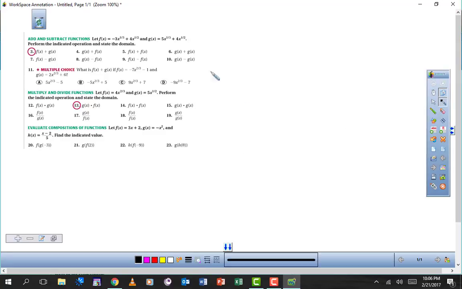And we'll try number 17. Okay, so number 17 now. On this problem, we're doing a quotient, so we're doing g of x divided by f of x. And our functions are sitting right here, so g of x is equal to 5x to the 1/2 power. We're dividing by 4x to the 2/3 power.